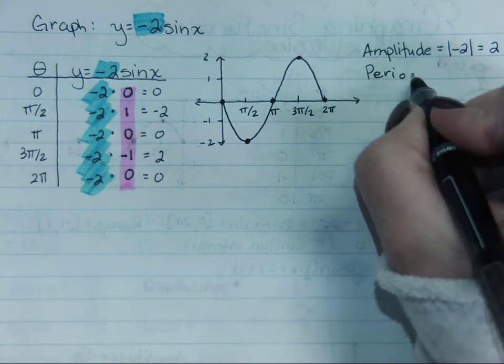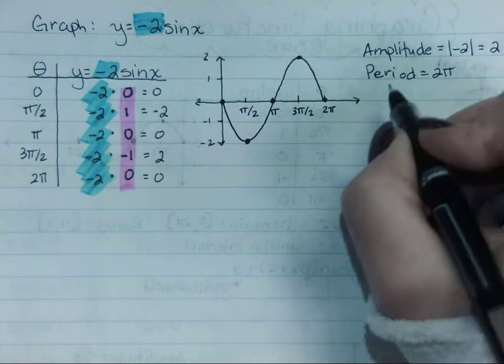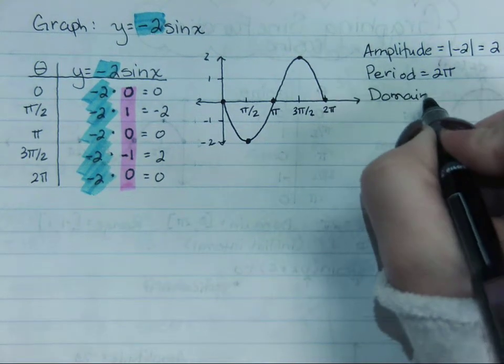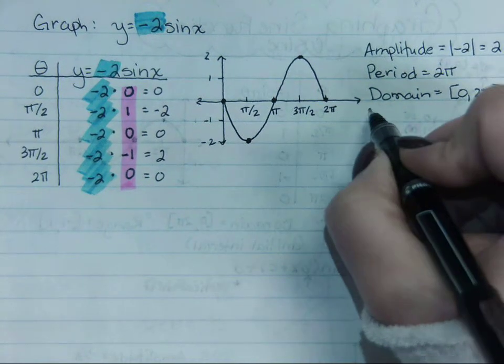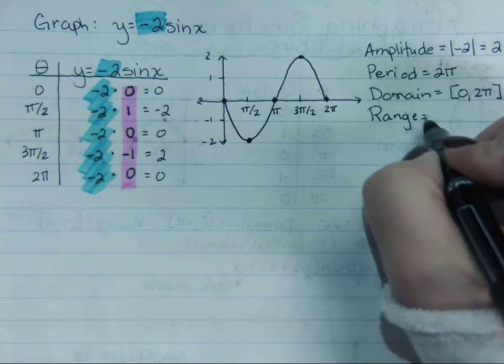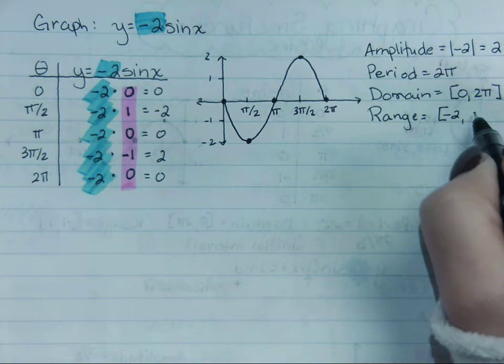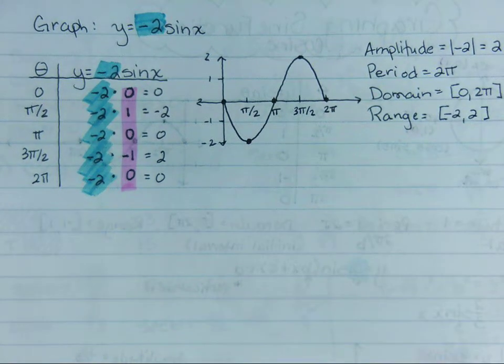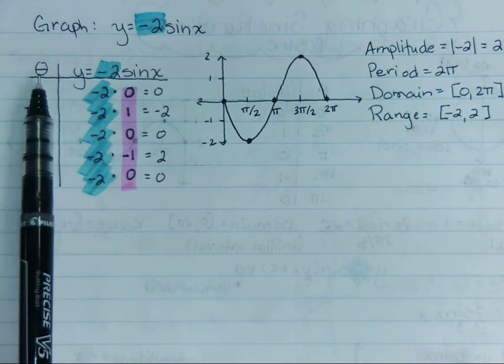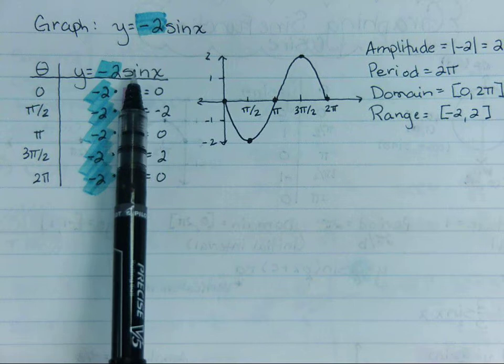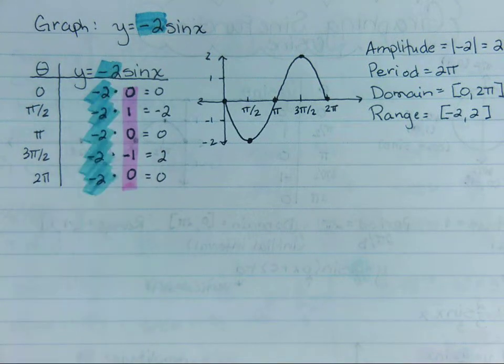Period is still 2 pi. Domain is still from 0 to 2 pi. And now my range, however, goes from -2 to +2. So be very careful when you are graphing these trig functions where there's a negative in front. But you're going to go through the same process. What are the inputs for that trig function, the normal outputs, and then how is the number on the outside affecting that particular graph?